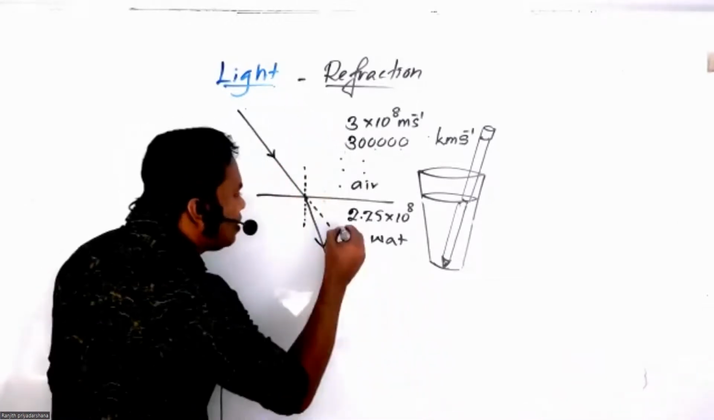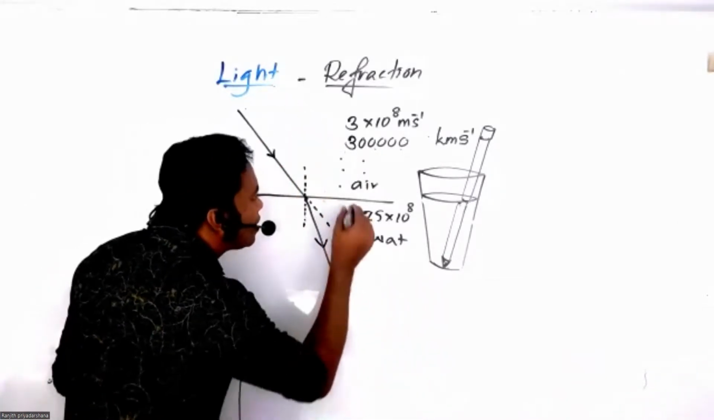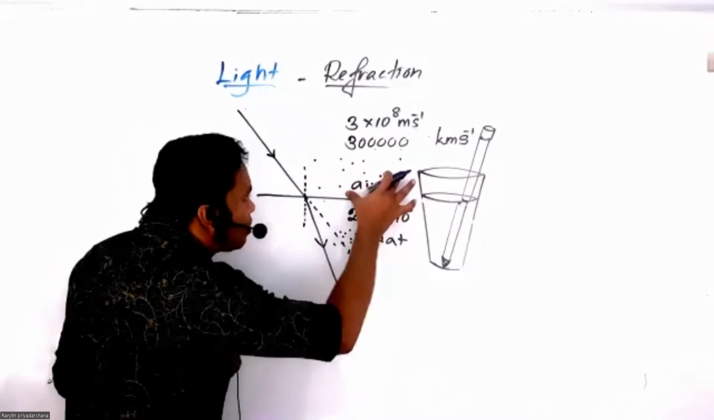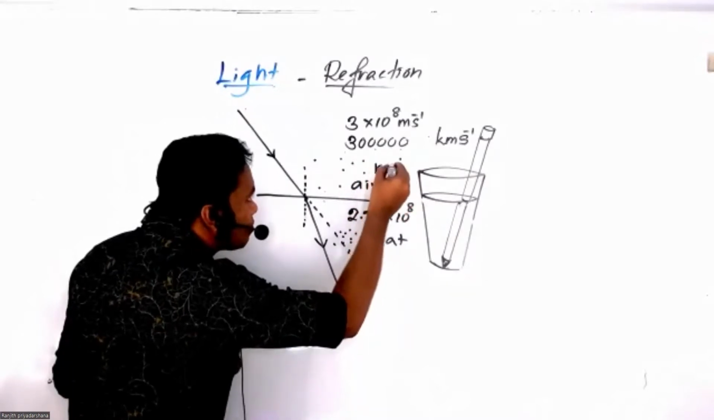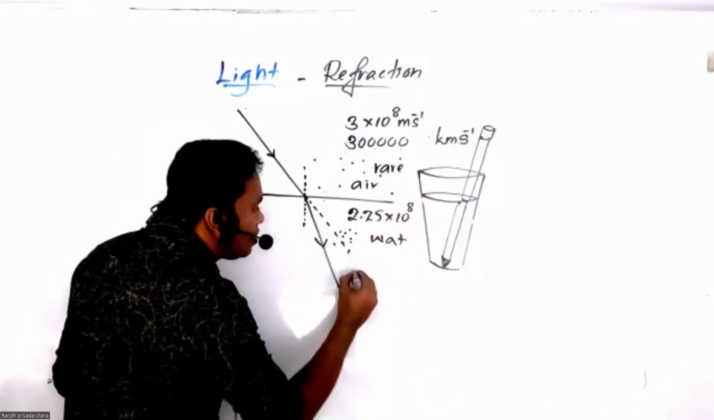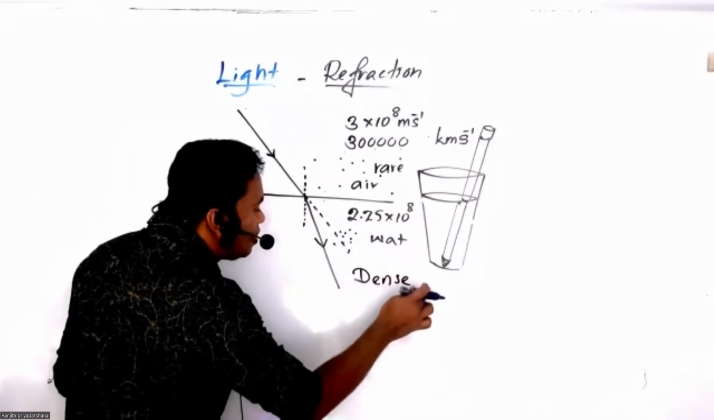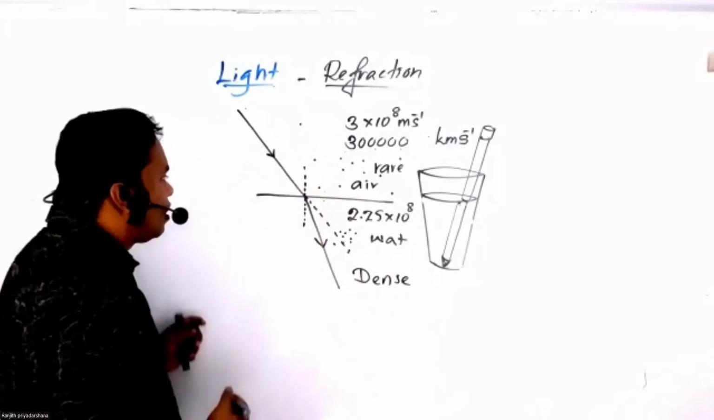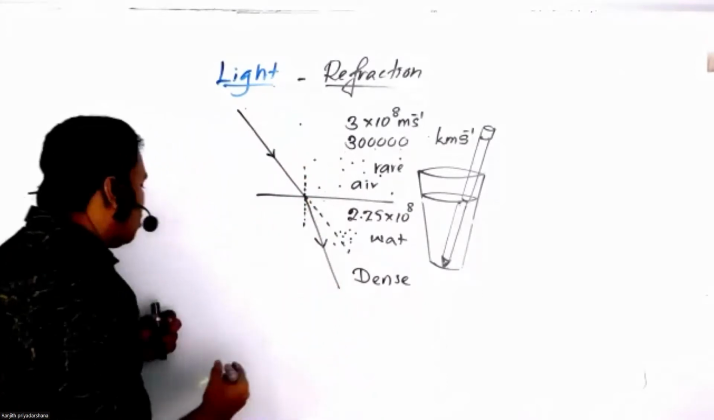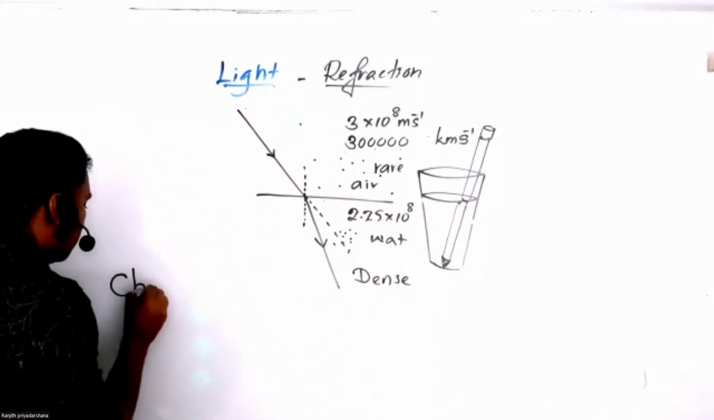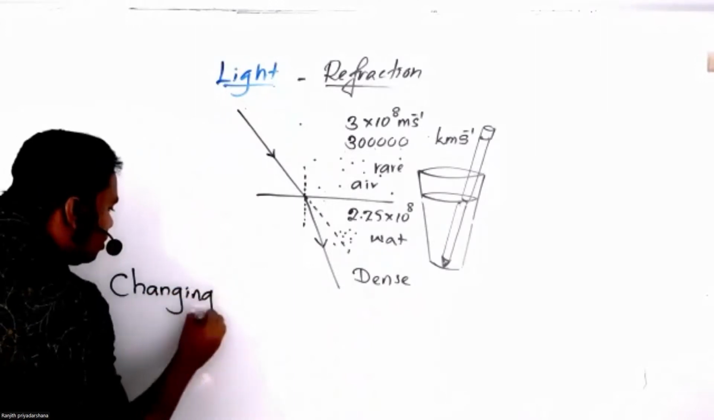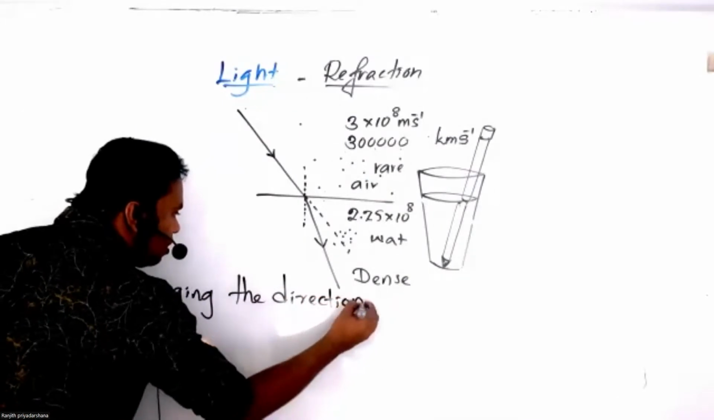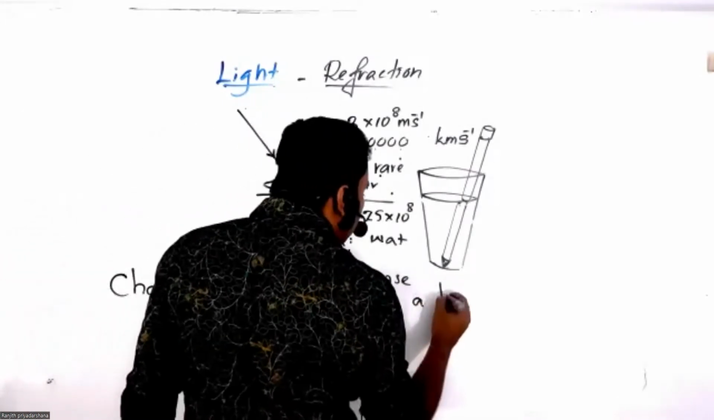Likewise, when these particles are densely arranged in water compared to air, we call air a rare medium, and this a dense medium. Okay, light is a kind of particle sometimes. Now what happens? It changes its direction. So this is the change in the direction of a light ray.